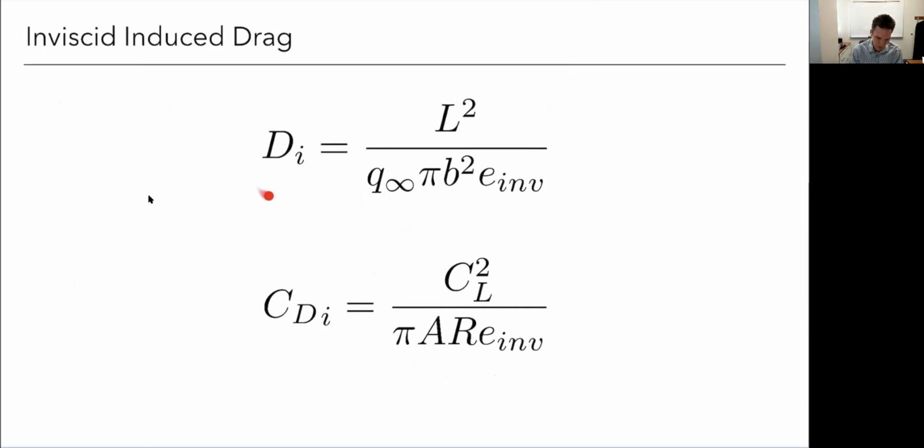So this is what D sub i is. It's the induced drag. L is the lift. Q is the dynamic pressure we've already seen. B is the wingspan, which we've already seen. And now there's this new term, which is called the inviscid span efficiency. Okay. We'll leave it aside for the moment. Let's just assume it's 1 for right now. But everything else we've seen.